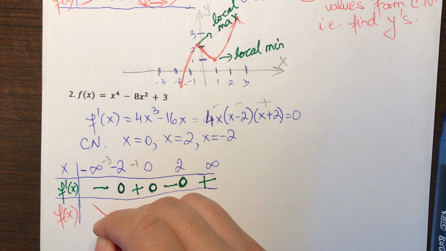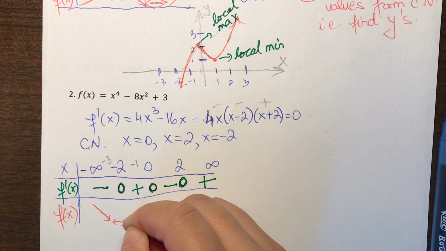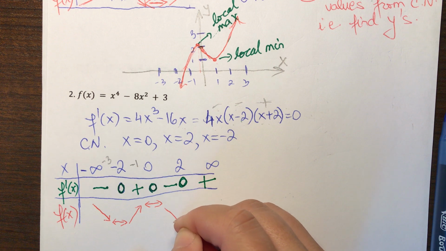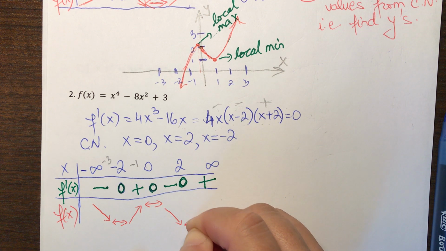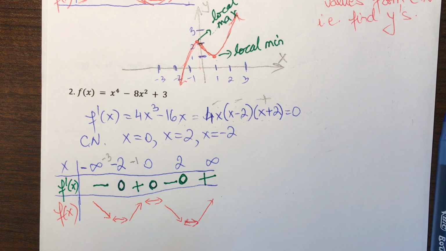Negative derivative means the graph is going down. Then it evens out, it's increasing, evens out, decreasing, evens out, increasing again. So that's how my graph is going to go. Down, up, down, up. Okay.